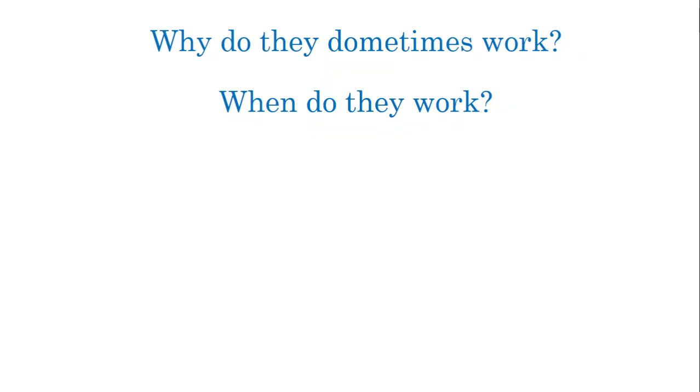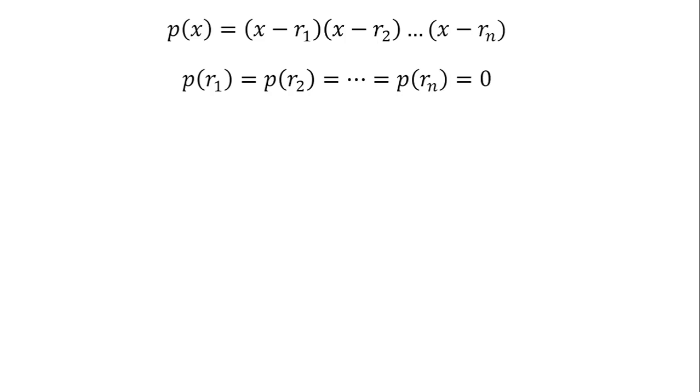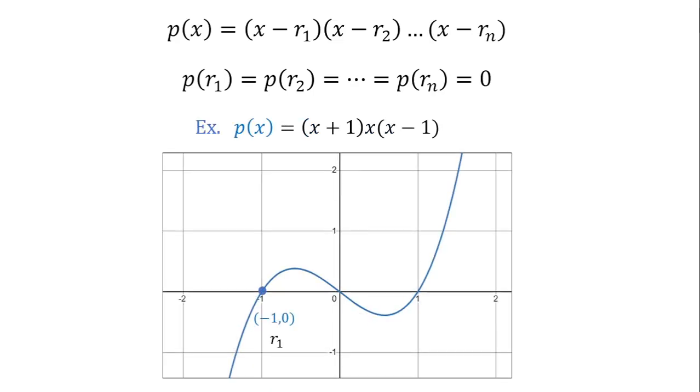Many polynomials can be written in the following form, where the r's are the roots. And as you can easily see, when we evaluate the polynomial at one of these numbers, we get 0, which means that the points r1, r2, and so on belong to our curve. And you can see this more clearly with the following example.